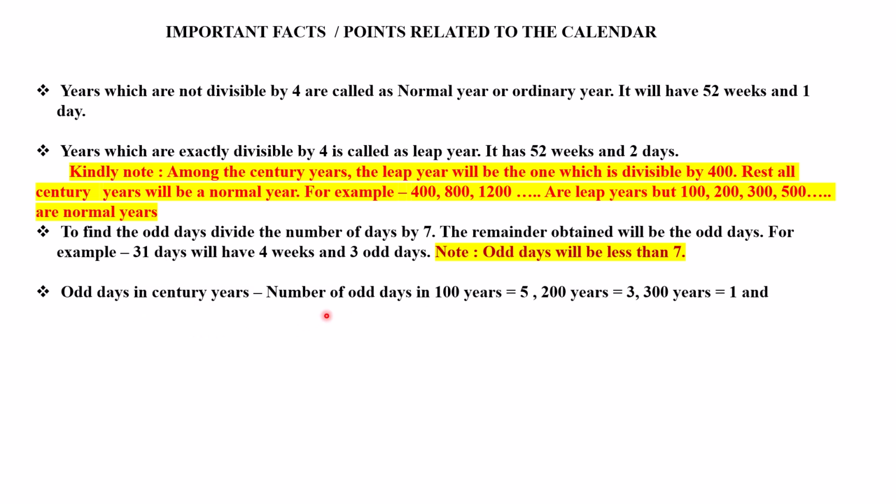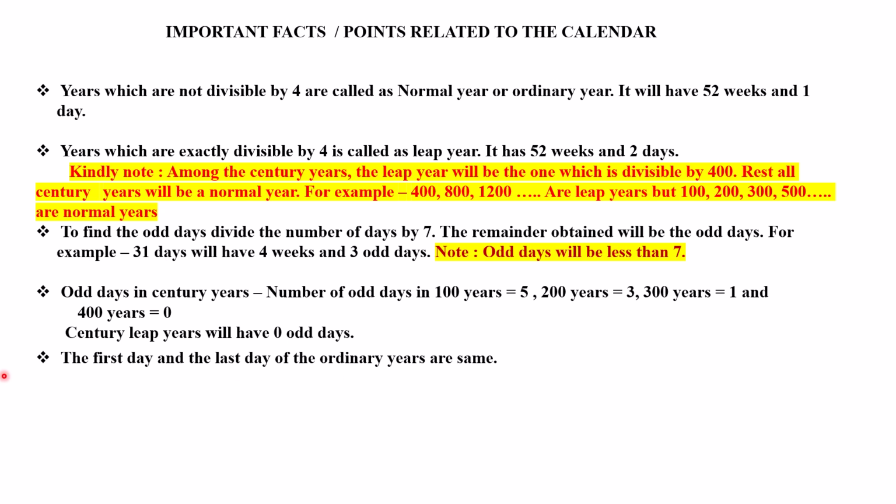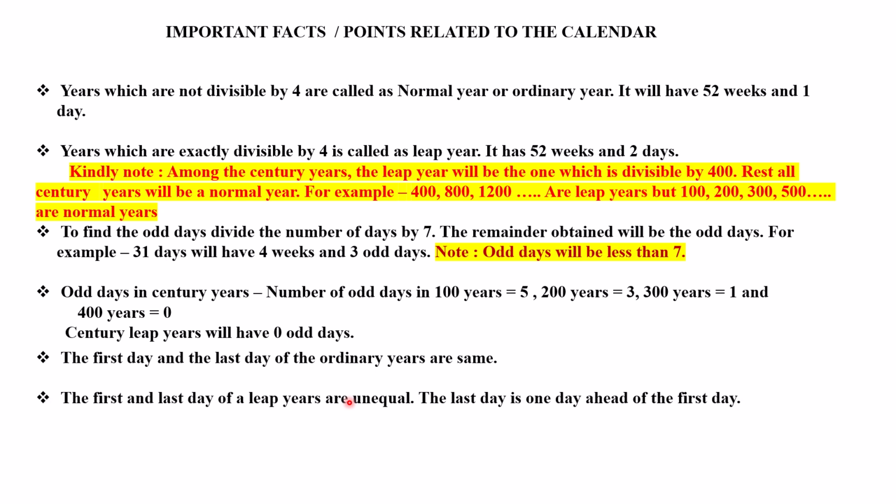Odd days in century years. The number of odd days in 100 years will be 5. 200 years is 3. 300 years is 1. And 400 years is 0. 400 is completely divisible, so it won't have any odd days. Century leap years will have 0 odd days. The first day and the last day of an ordinary year are the same. Means if you take any ordinary year, 1st January and 31st December will fall on the same day.